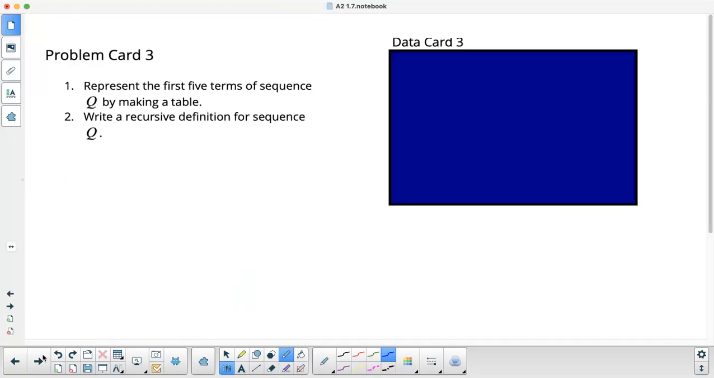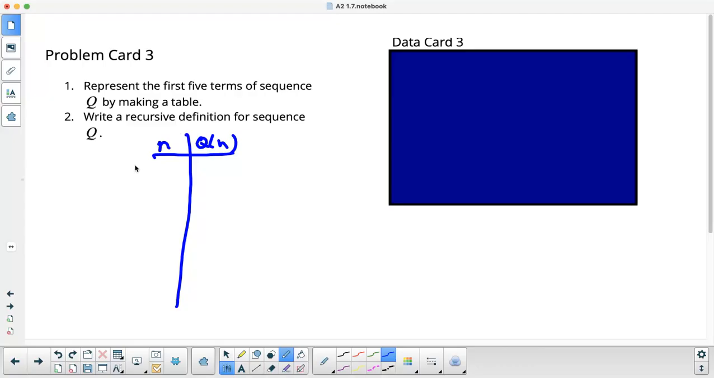All right, next one, problem card 3. Represent the first 5 terms of sequence Q by making a table. Write a recursive definition. Okay, so let's make a table here. So n, Q of n. All right, so if they're asking me to write the recursive definition, I'm going to say they probably don't have that info.